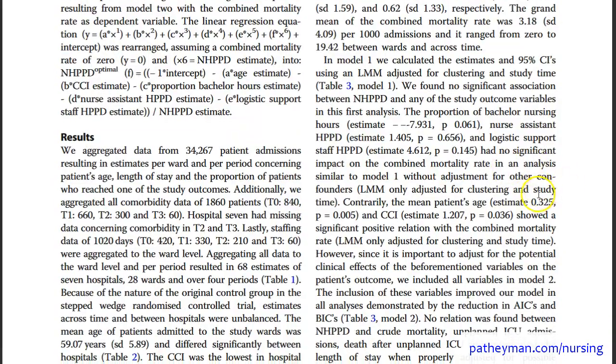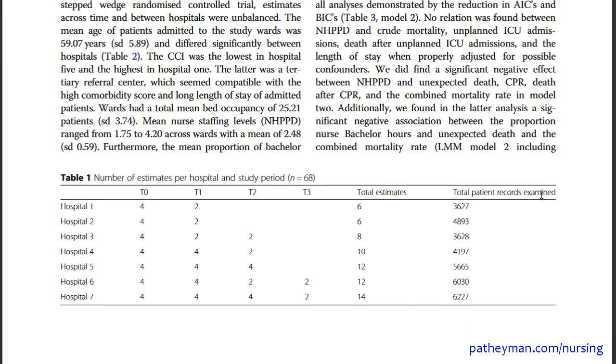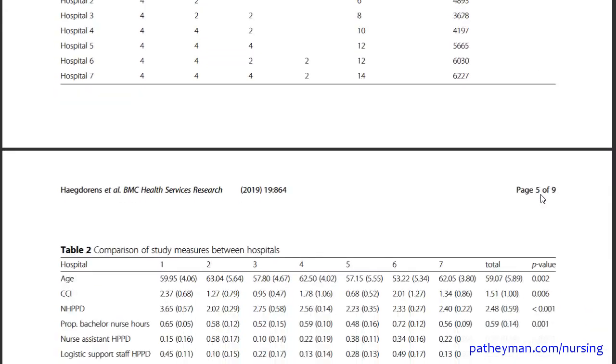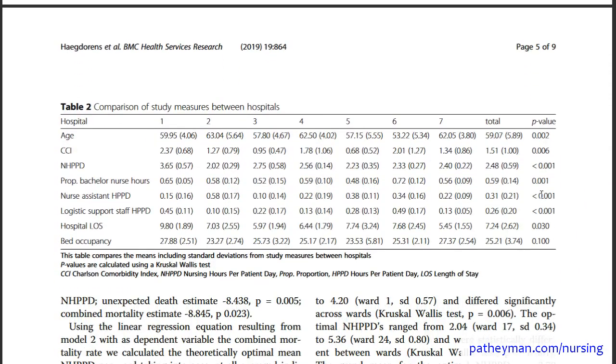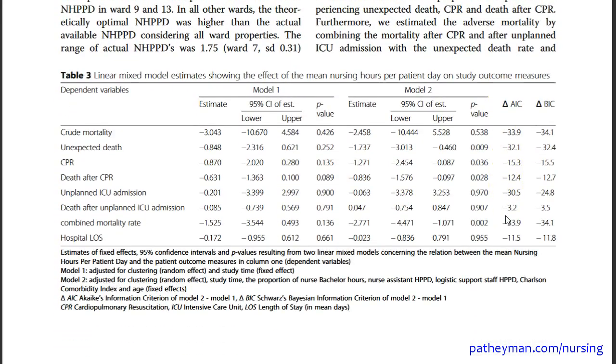So let's go ahead and scroll down now. Here you can see all of their results, but we're going to scroll down to the tables. So here you see a list of the tables of how many hospitals, and then you see comparison of study measures between the hospitals. So they're basically trying to show that the hospital itself was not an extraneous factor. And then finally we get to the important one, which is table number 3. In table number 3, they have two models. Remember, they did this twice.